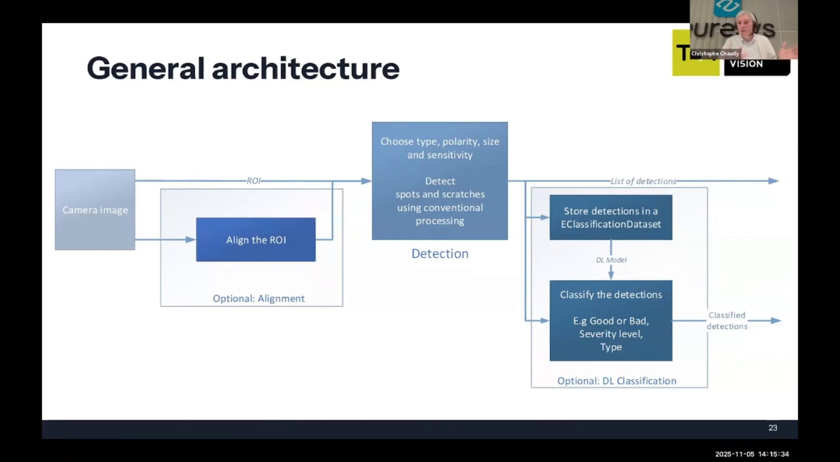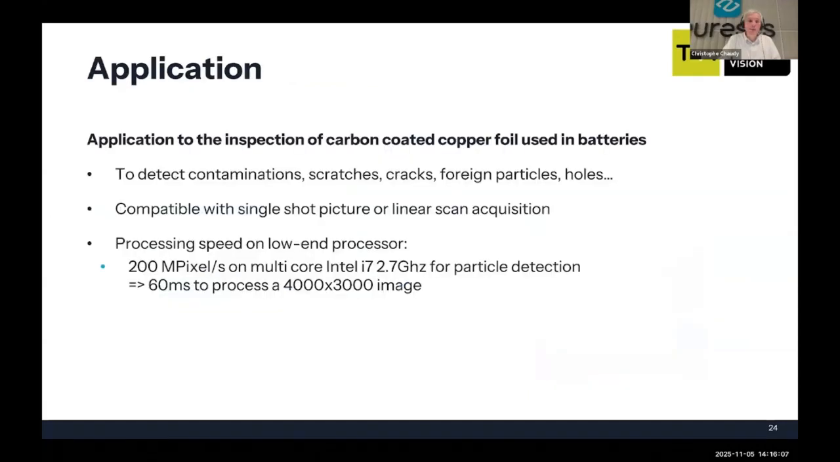This step allows you to detect spots and scratches using conventional processing. This part is really fast. At that point, you get a list of detections or a list of candidates. For some applications, it ends up here. You get what you are searching for. But you can push this detection, this segmentation, to a deep learning classifier that has been trained specifically for that specific end industry. I will illustrate that later.